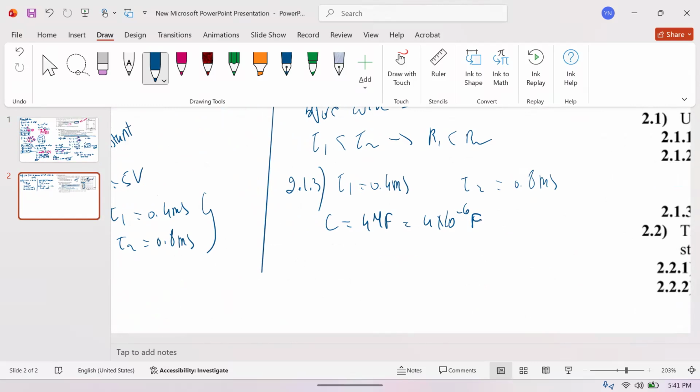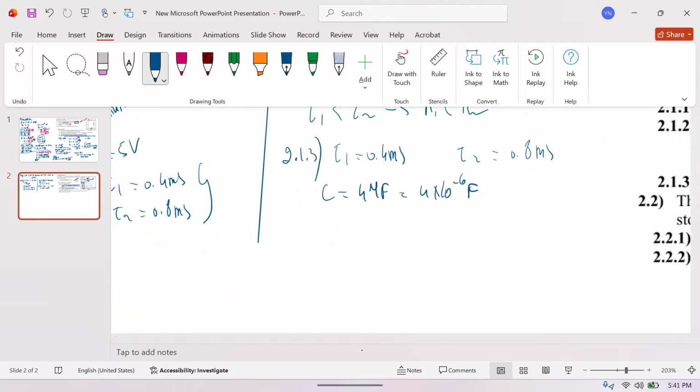Since I know C, and it's the same for both curves because I'm not changing the capacitor, I'm just changing the resistance, simply we say tau 1 equals C R1, and tau 2 equals C R2. We're not saying C1 and C2 because it's the same capacitor. So R1 is equal to tau 1 over C, and R2 is equal to tau 2 over C.